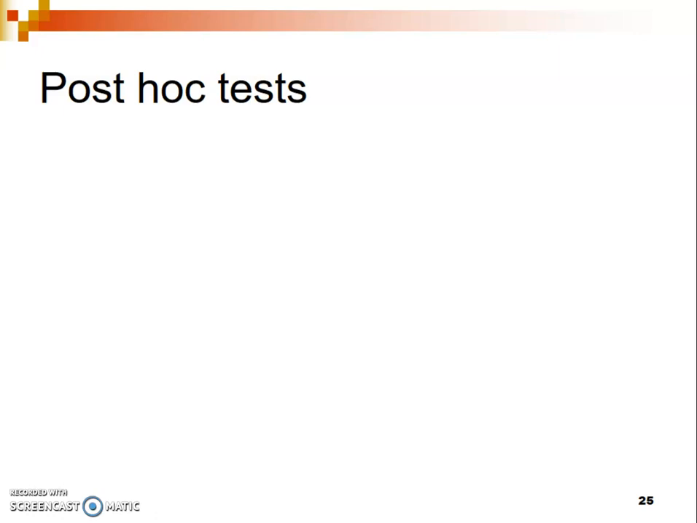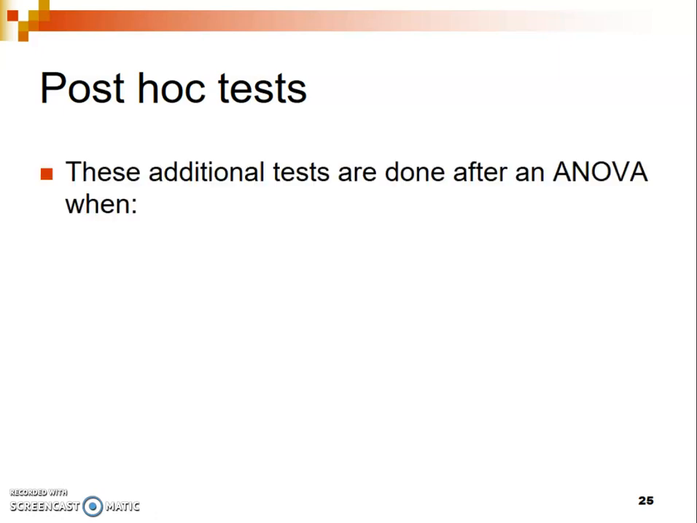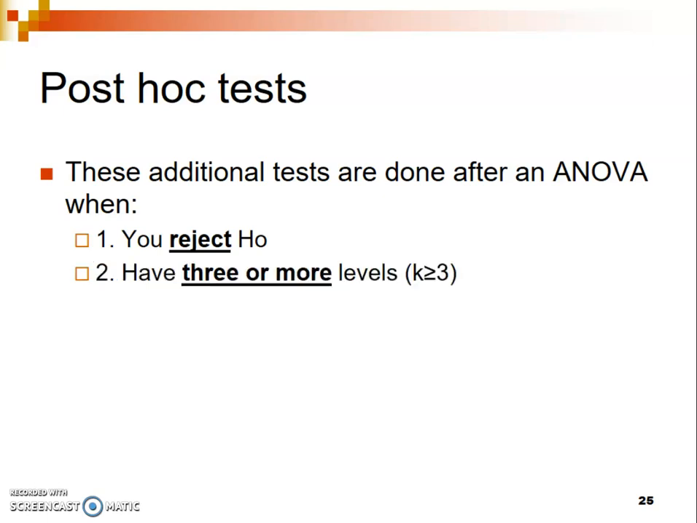So post-hoc tests, just like in the last chapter, are done when we make the decision to reject the null hypothesis in an ANOVA, and when that ANOVA is testing 3 or more levels. So just like in the last chapter, I discussed the fact that if we are only comparing 2 levels or 2 groups to each other, we would know that those 2 groups are the groups that are different. So it's only the case that you would need to do a post-hoc test if you have 3 or more groups that are being compared.